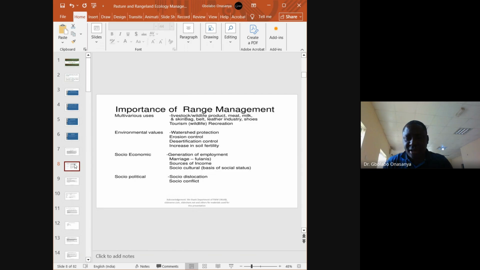And what about socio-economic importance? Generation of employment for people working in the rangeland, for the livestock value chain, the livestock product value chain, those that are buying the milk, those that are buying meat, those that are selling meat, those that are getting employment from meat products. So, economic importance: it provides for generation of employment. It provides income and has social and cultural values.